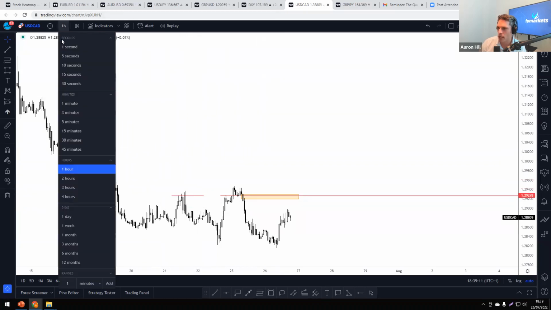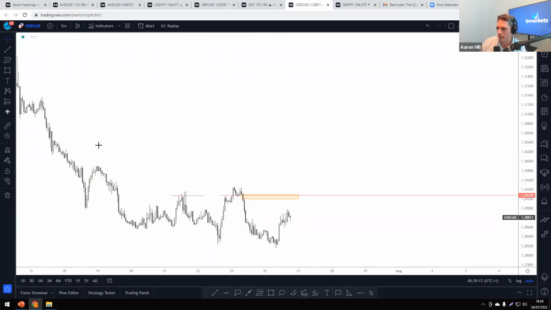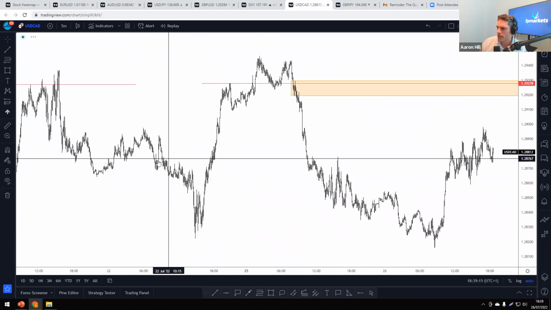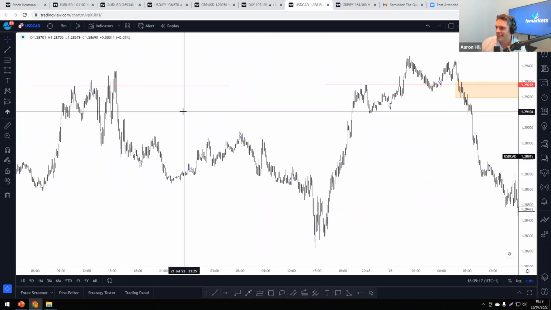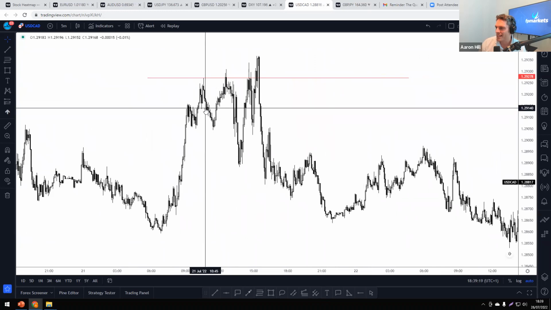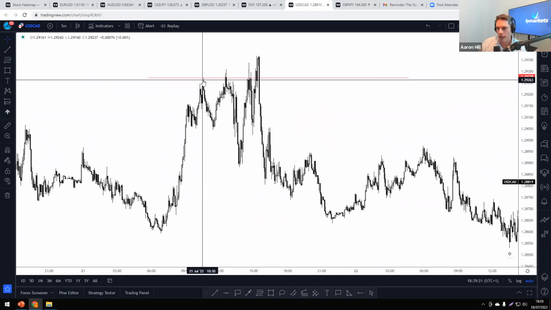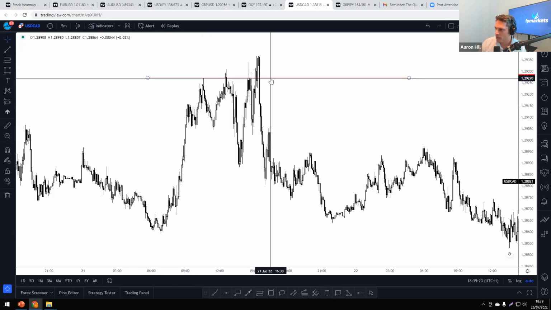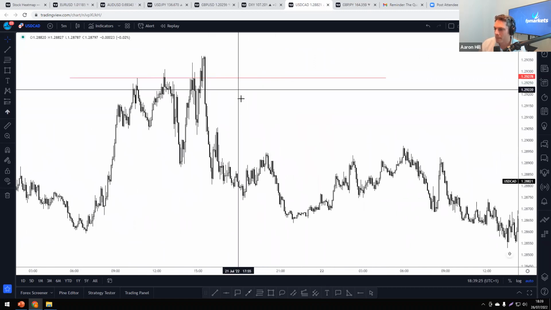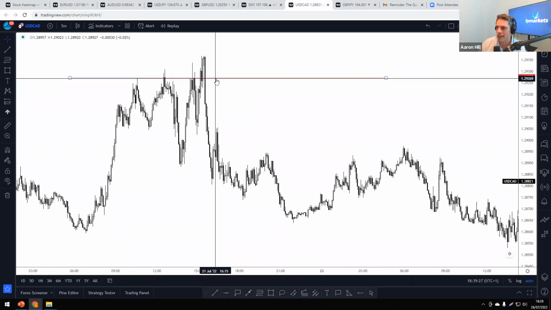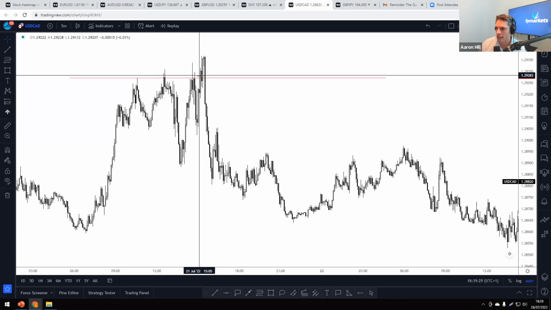Let's zoom down to the M5. So this is this one, right? So this is the H1 left shoulder. We've extended through all of this. Now, look, there's nothing here. There is nothing here. So would I trade this? Probably not, because there's nothing supporting it.